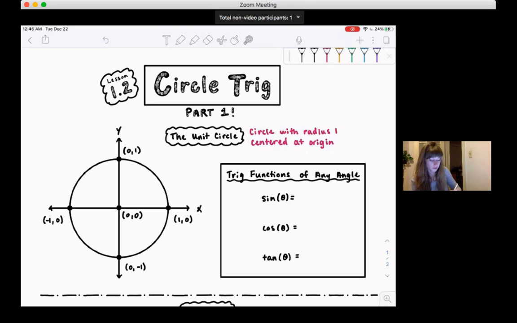So radius 1, so that means that if we go out this way, we're going a distance of 1, so this is the point (1, 0). Up here we go a distance of 1, so (0, 1), (-1, 0), and then (0, -1).